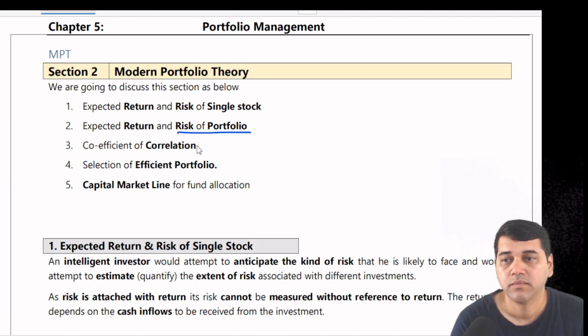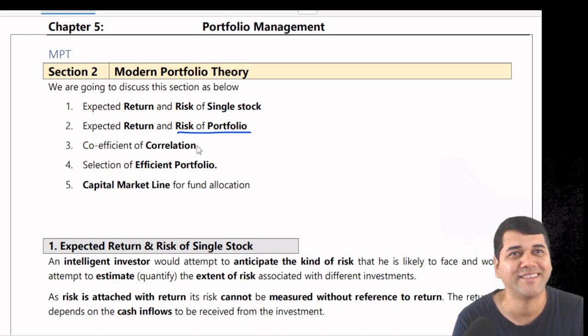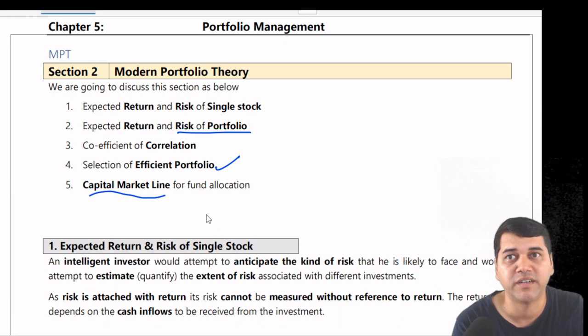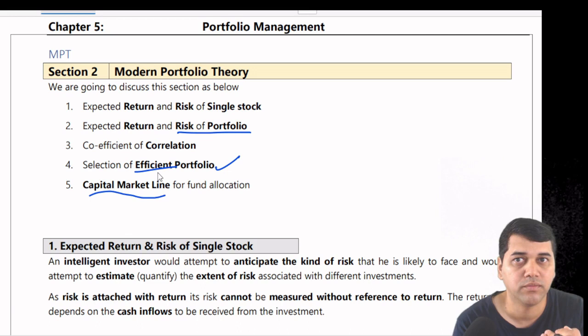See, maybe I'll tell you with an example so that you understand how it is practically applicable. Then you have to select the efficient portfolio. And there is one theory called the capital market line for fund allocation. How to allocate my funds? See, this is the efficient portfolio, a selection of the portfolio. Then we decide, after you select, you have to go for an optimal weight.